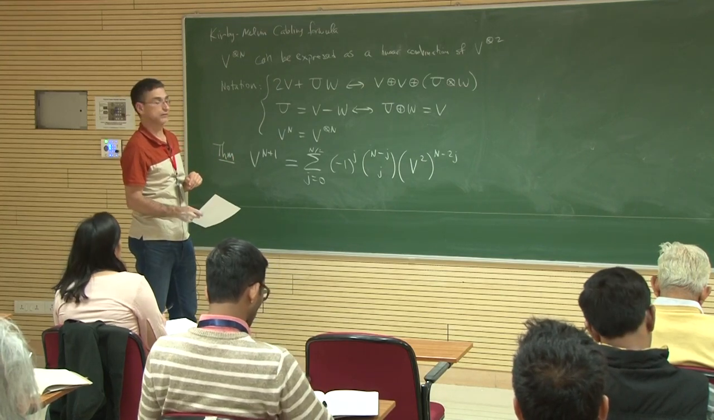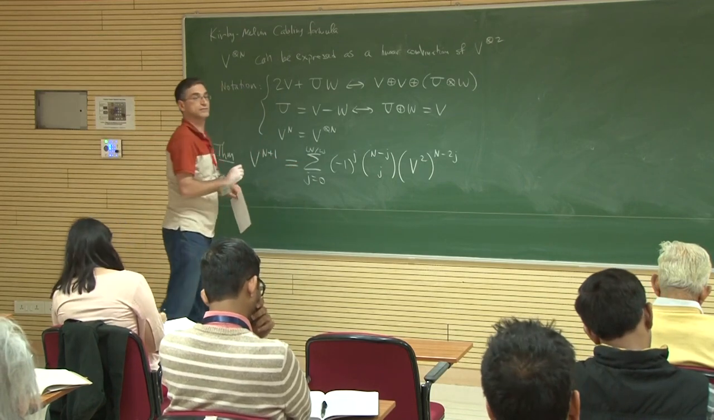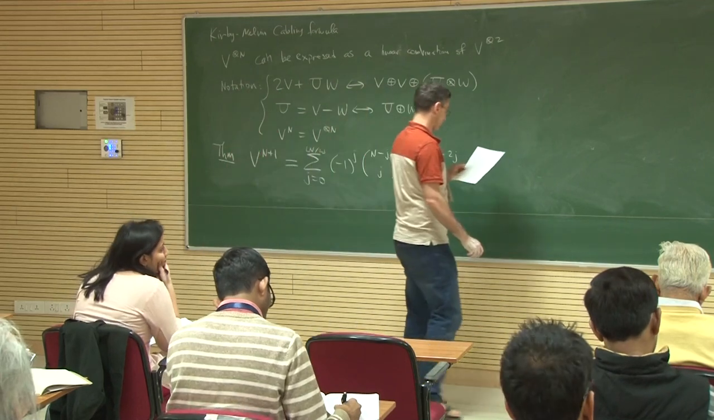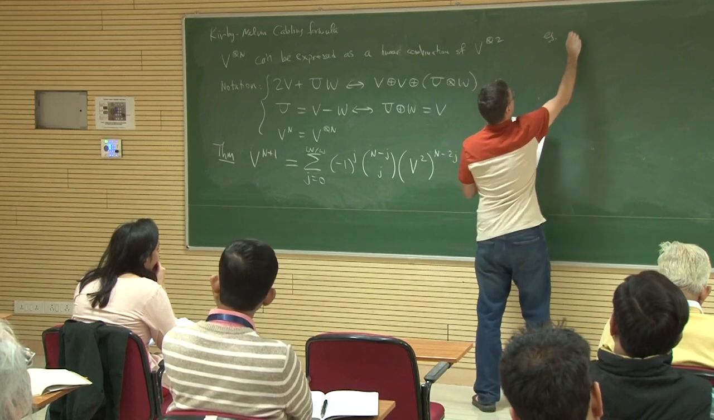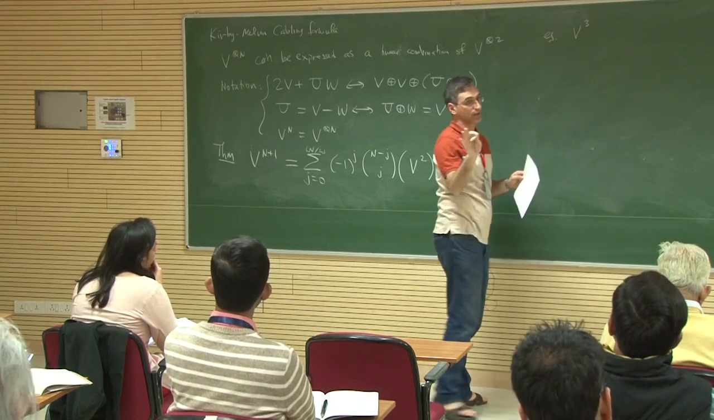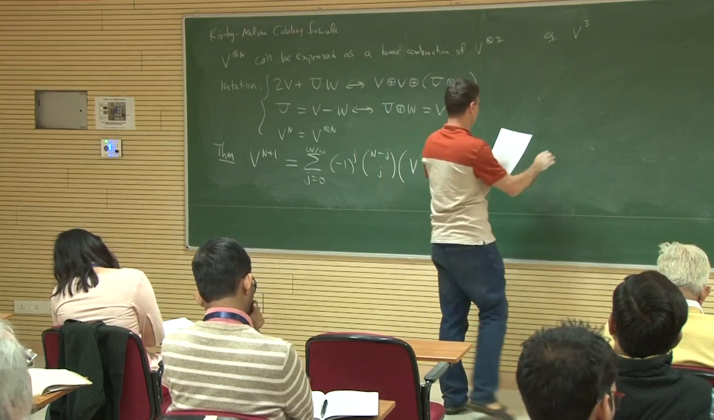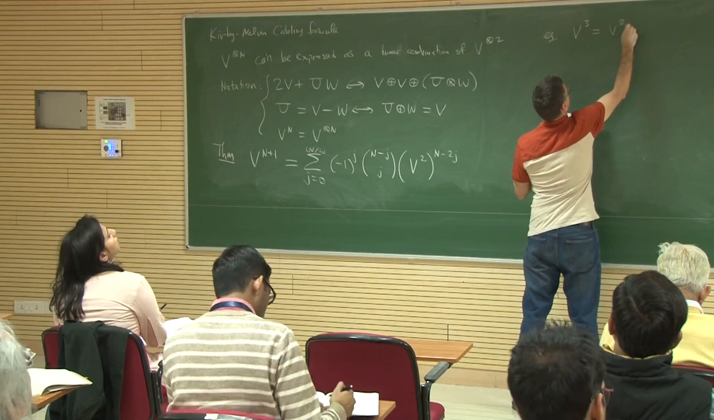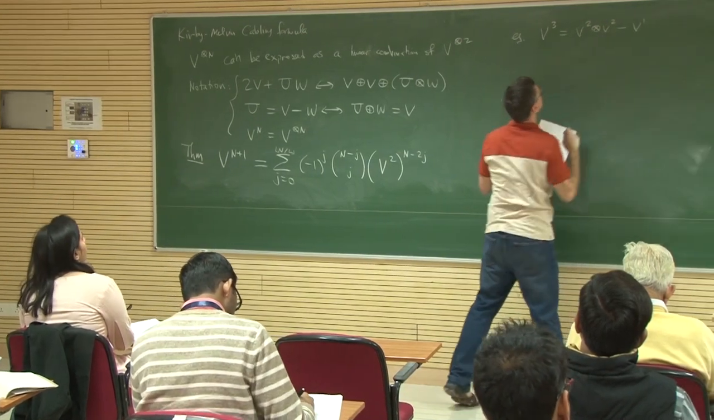N by 2. Yeah, I guess I have to do that. Okay? So for example, let me show you the example. So here's what this looks like in practice. This is all for SL2, very special to SL2. V3 is V2 tensor V2 minus V1.